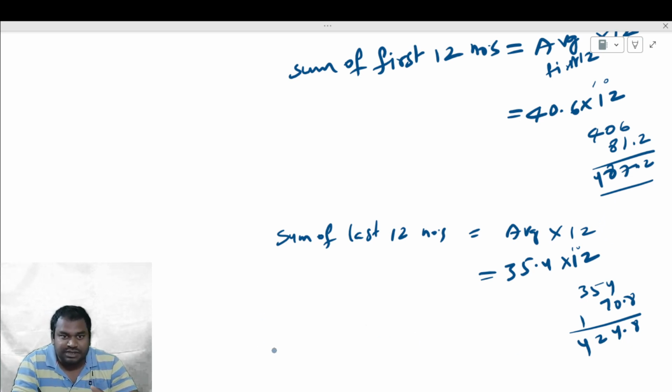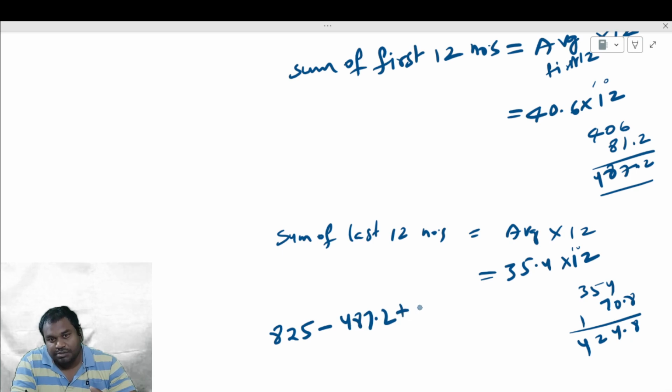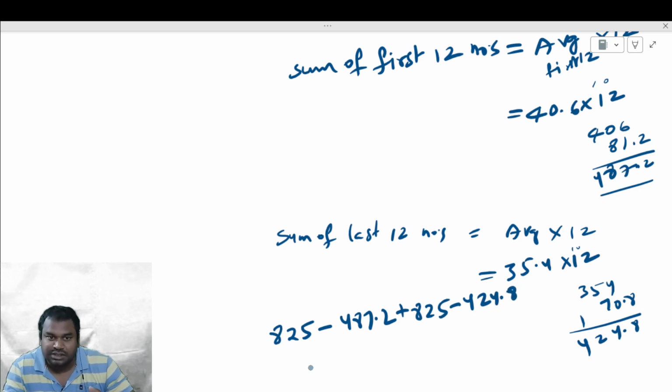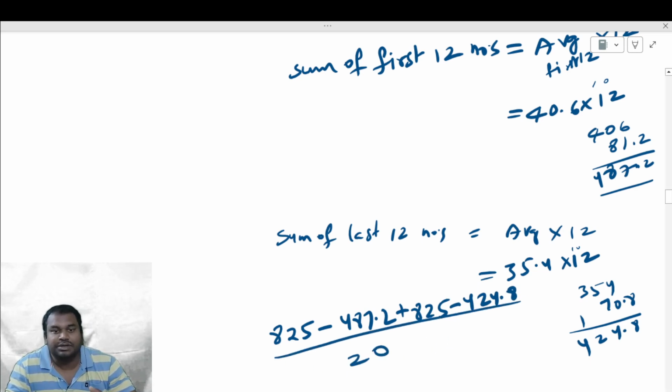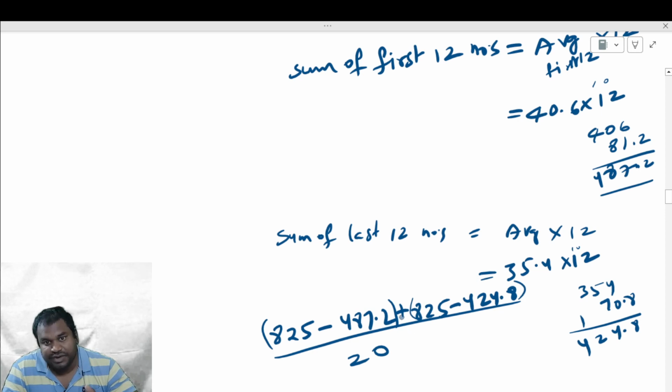So one is 487.2. Now I'll do 825 minus 487.2, one thing, plus 825 minus 424.8, the other thing, divided by 20. Got this point? If we are calculating first 12 numbers average, this is the sum of last 10 numbers. This is the sum of first 10 numbers. Anyway, we are adding, so you can write anywhere. Divided by 20, this will give you the answer you needed.